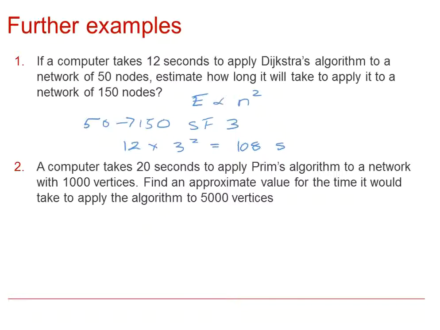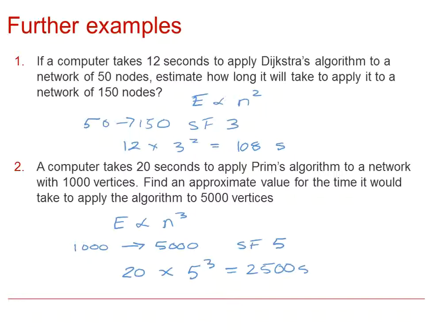Similarly, in the second example, we know that Prim is cubic order, so we would have that E is proportional to n cubed, and for 1,000 to be increased to 5,000, we have a scale factor of 5, and therefore we have 20 seconds times 5 cubed, which is 2,500 seconds, which we may wish to say is about 40 minutes.